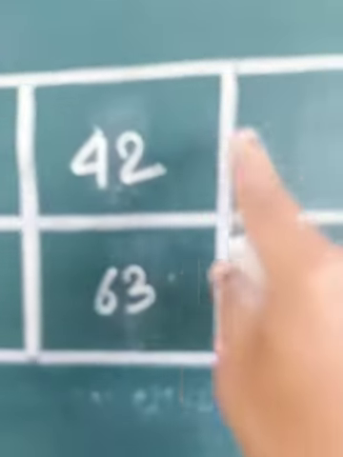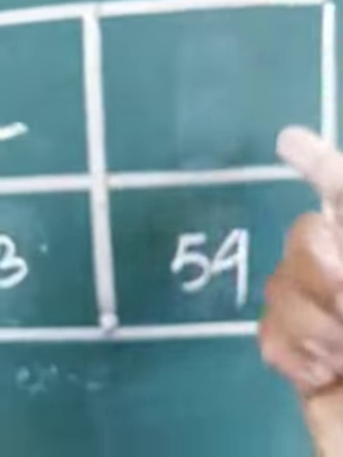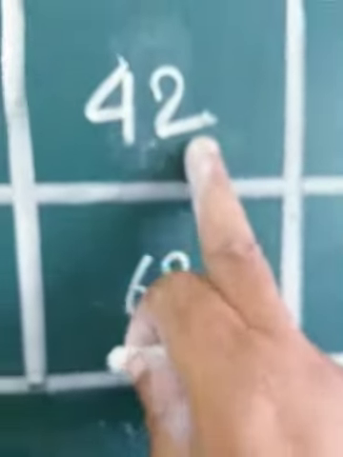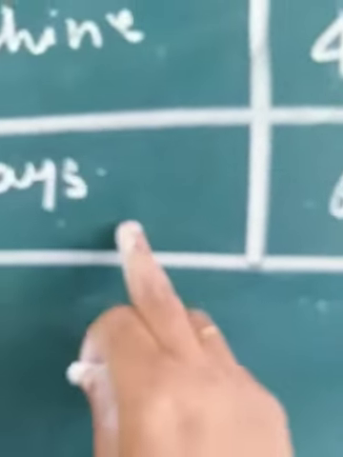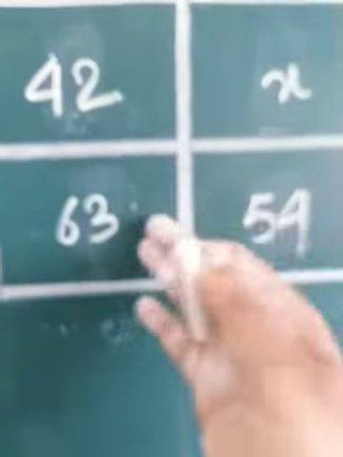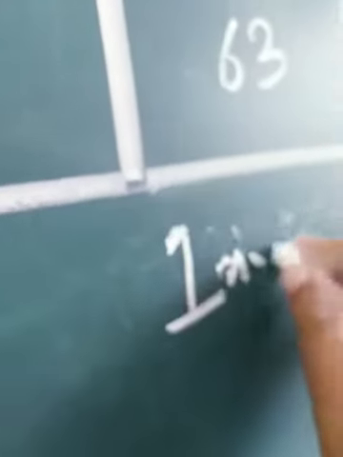So see, when the number of days is decreasing, we expect that the number of machines needs to be increased. So the value of x obviously would be more than 42. When this quantity is decreasing, we are expecting the first quantity to be more. So one is increasing and the other is decreasing. This behavior or nature of the sum is called inverse proportion. Once it is decided that it is an inverse proportion, fine.